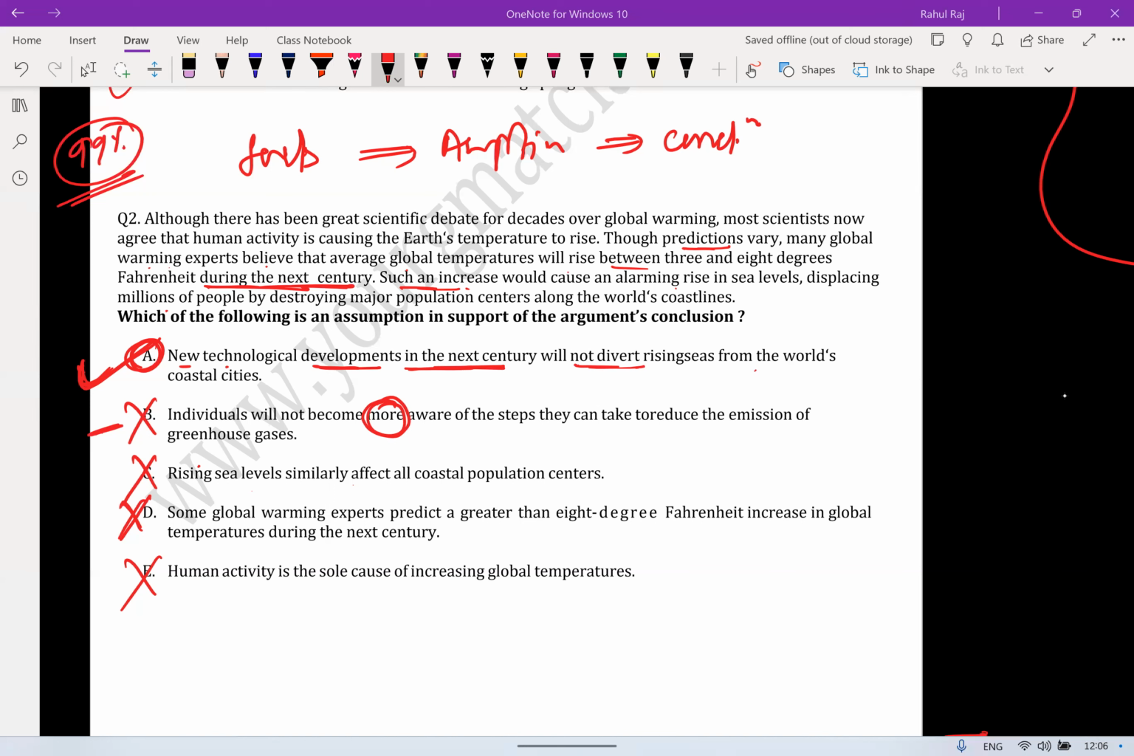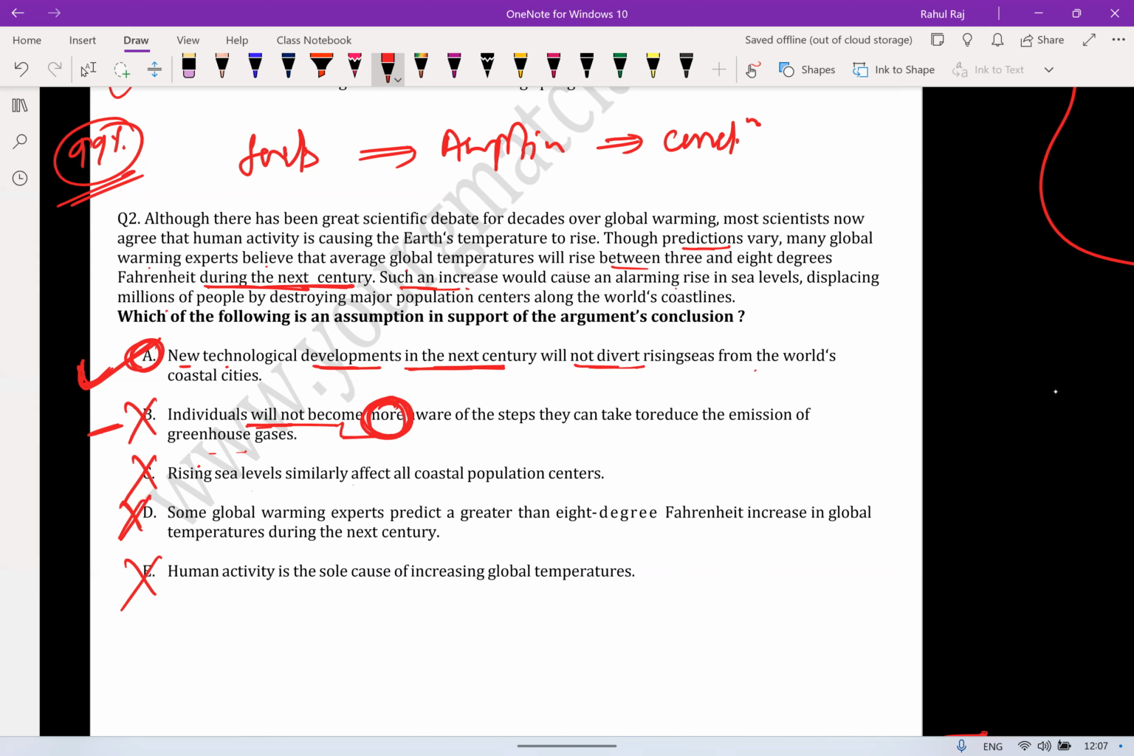Rahul, if I place this between the fact and the conclusion, the first option makes sense considering the words, but the second option also links. I'm just reading now: Though predictions vary, many global warming experts believe that average global temperature will rise between 3 to 8 degrees Fahrenheit during the next century. Individuals will not become more aware of the steps they can take to reduce the emission of greenhouse gases, and that's why such an increase would cause an alarming rise in the sea level. How can you say individuals will not become more aware of these steps? Just by saying that, you can't say such an increase would cause an alarming rise in the sea level.